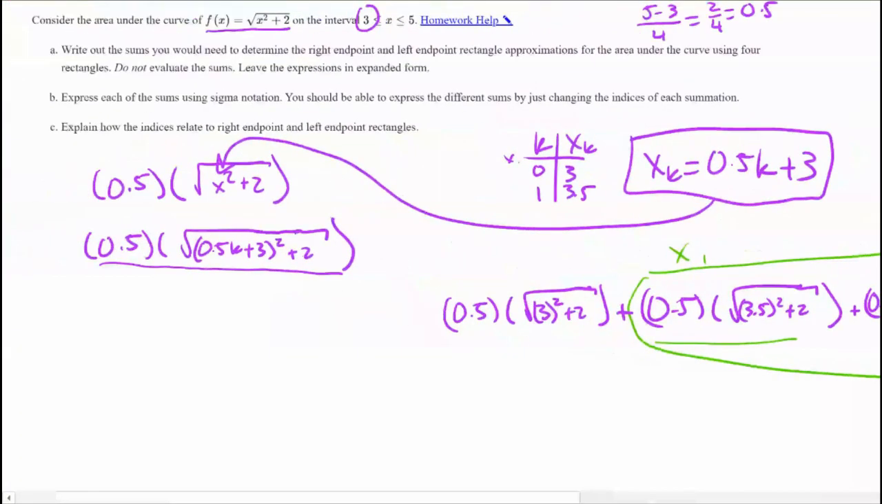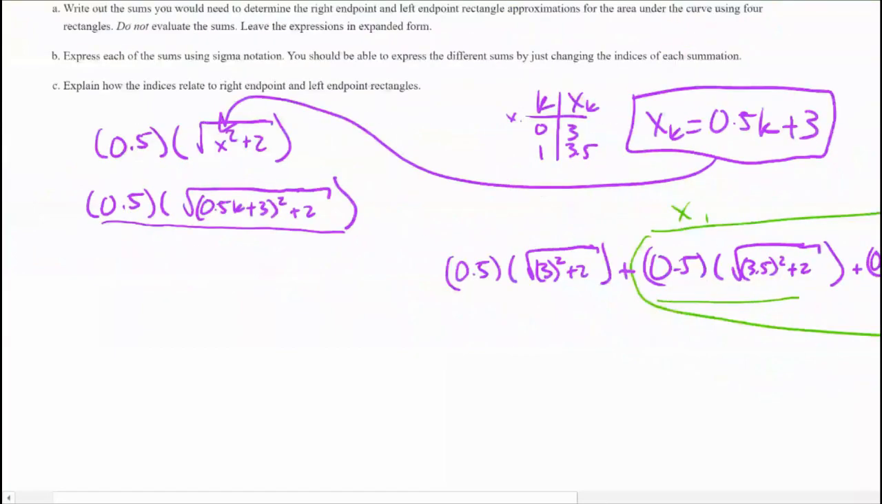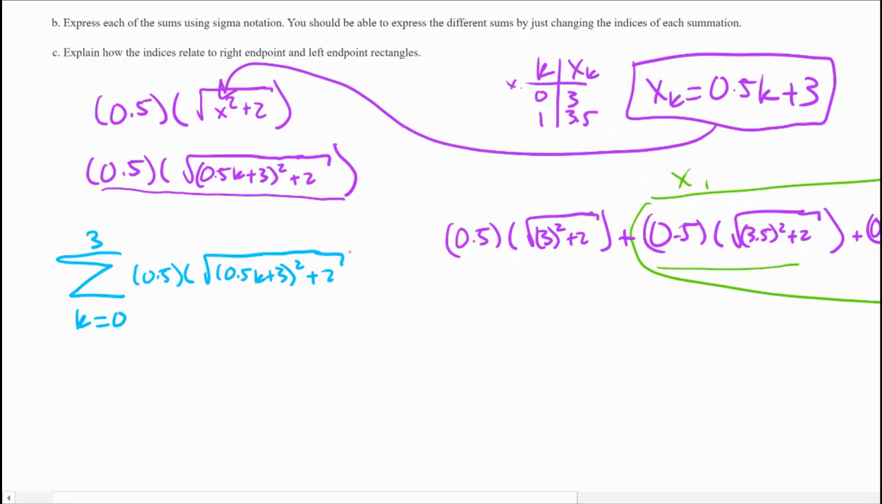So for sigma notation, again, I kind of went ahead on this one. It should be pretty straightforward from this one. You should be able to express different sums by changing the indices of each summation. So what that means is that I'll do the left endpoint in blue here. I'm starting at 0 and going to 3. And then I have this equation, 0.5 times the square root of 0.5k plus 3 squared plus 2. So that would be my left endpoint.